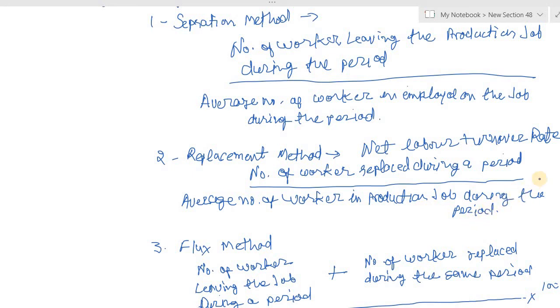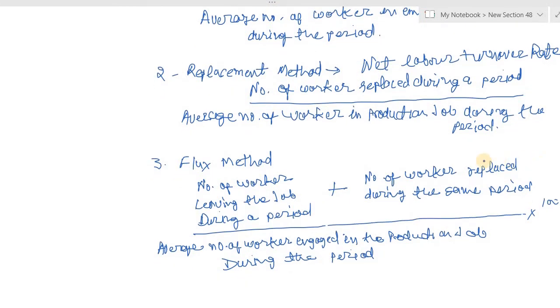And the third, which is the mix of separation method and replacement method, is the flux method, and the formula is the number of workers leaving the job during the period plus number of workers replaced during the same period upon average number of workers engaged in the production job during the period, into 100.